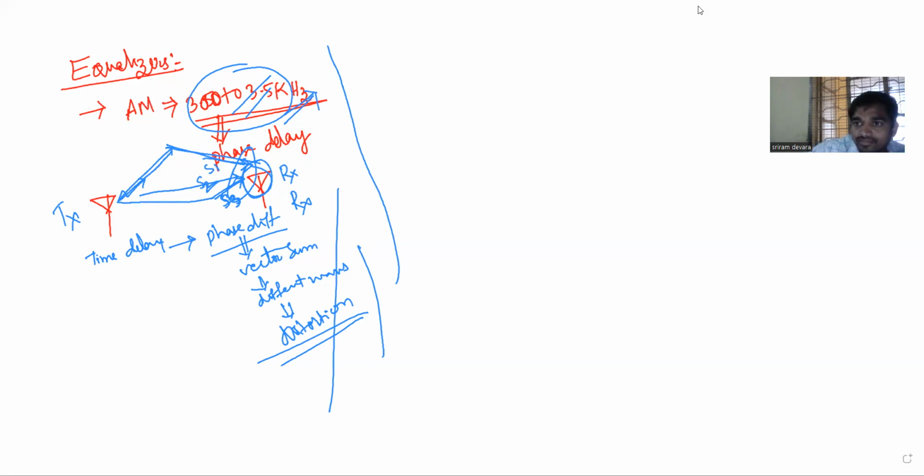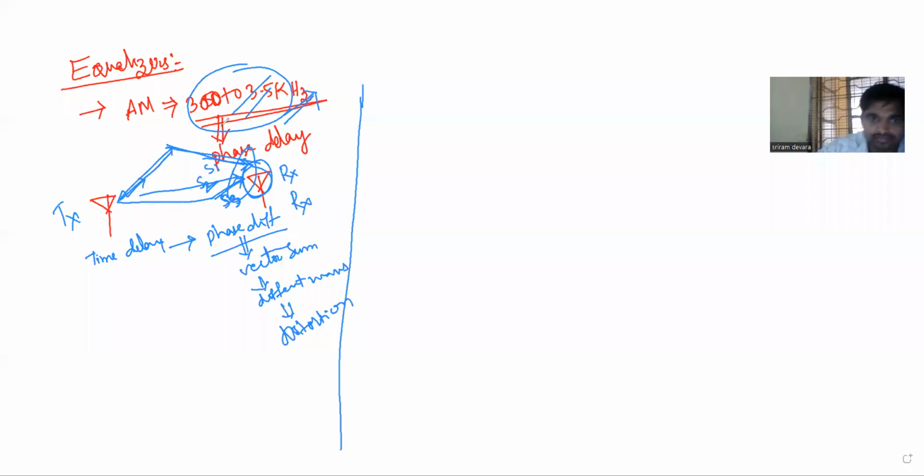Next, we'll derive the formula. There are two different types of equalizers. One is the attenuation equalizer or amplitude equalizer. Another one is the phase equalizer or delay equalizer. In this case, S1, S2, S3 reach the receiving antenna at different time instants, so there is a path difference.